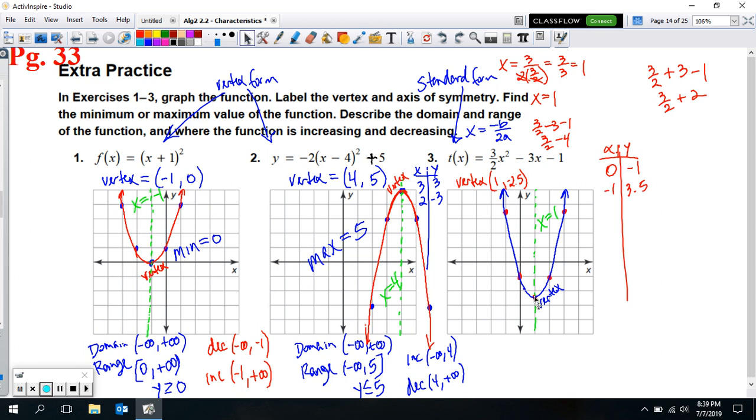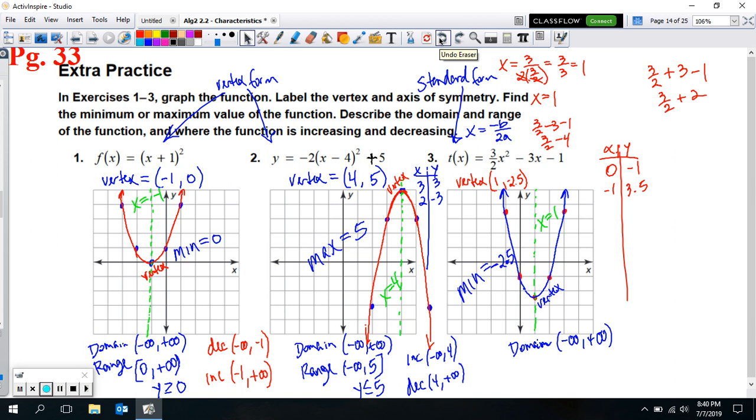Now this one, since the vertex is at the bottom, is a minimum like this was over here. That's going to be also the same number as the y number of the vertex. So it's going to be a minimum is equal to -2.5. We're going to see our domain is the same thing. It's all real numbers, or -infinity, +infinity in interval notation.